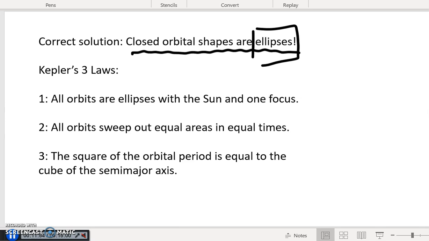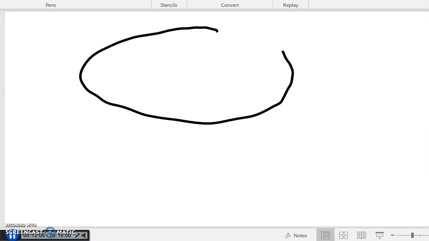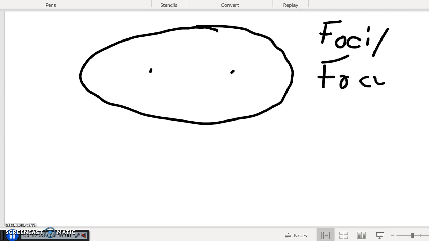So in the next video, we'll talk about what these 3 laws are, but for the moment, with the time we have left, let me at least just explain what an ellipse is, okay? So an ellipse, you can think of it as more or less like an oval, okay? But an ellipse has 2 points, and those 2 points we call the foci, right? The foci. And that's plural for focus, okay? So each of these points is known as a focus, okay? Each of those points is known as a focus.